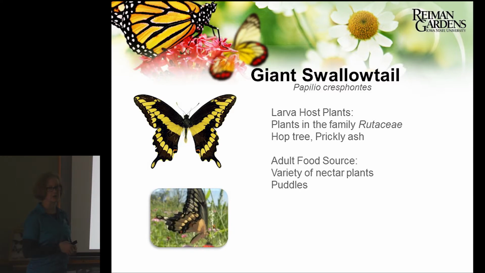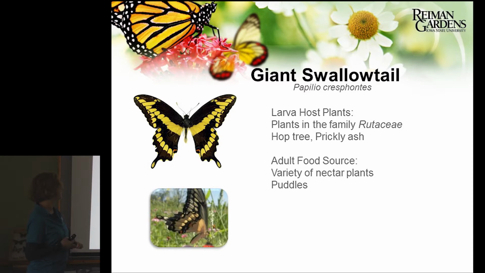The next one is the giant swallowtail. This one has sort of an arc through the wings. Inside the margins, they have a stripe of yellow spots, but they also have this arc through the forewings. They are one of the largest butterflies in the state.